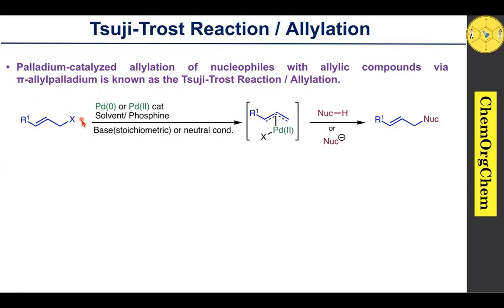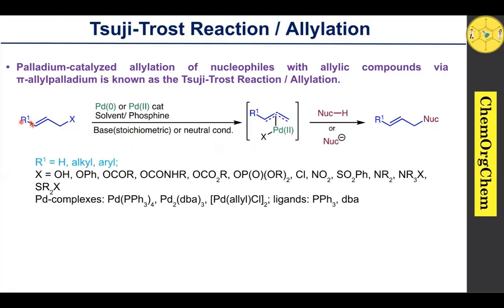So the allylic substrate, in the presence of a palladium catalyst, generates the corresponding pi-allyl palladium species, which then undergoes nucleophilic addition with various nucleophiles to generate the corresponding allylic substitution product. So this reaction requires a palladium 0 catalyst. However, when we use a palladium 2 catalyst, we need a suitable ligand in order to generate the palladium 0 species in situ. Another important factor is that we need a stoichiometric amount of base for this reaction. However, neutral conditions are also useful for this allylic substitution reaction.